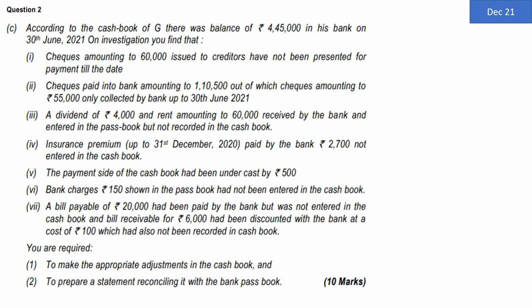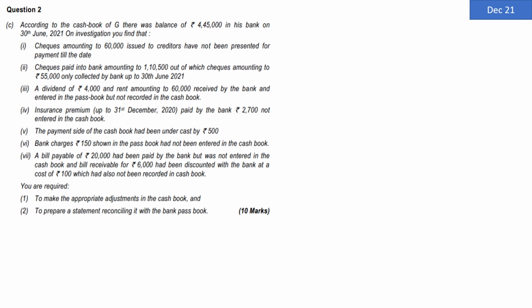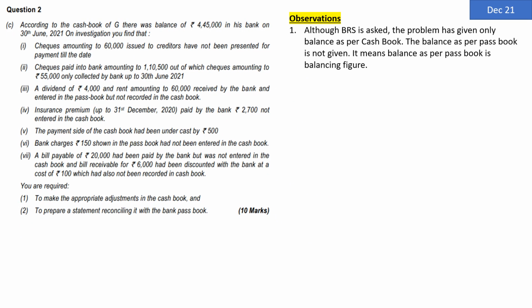There are certain points which I have observed while reading the question. Let us now consider my observations. Although BRS is asked, the problem has given only balance as per cash book. The balance as per passbook is not given. It means balance as per passbook is going to be a balancing figure.